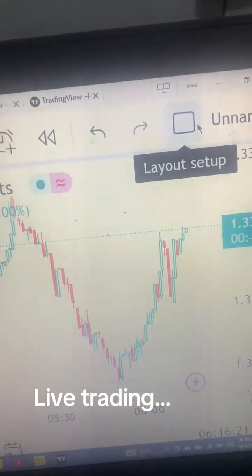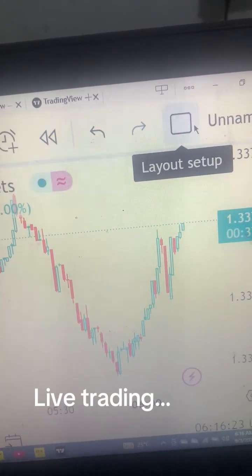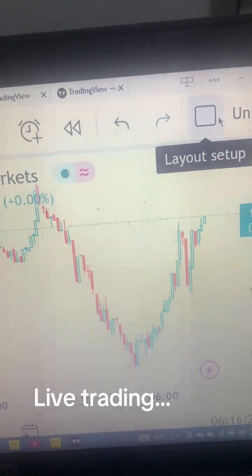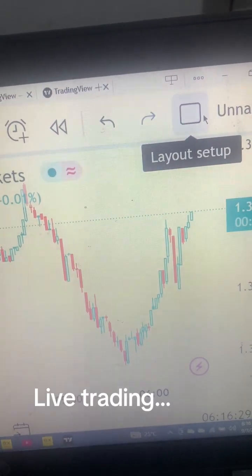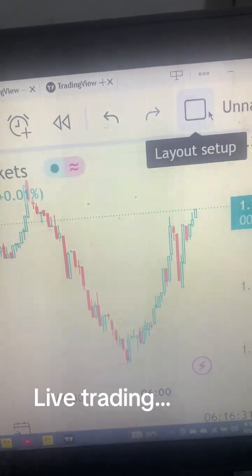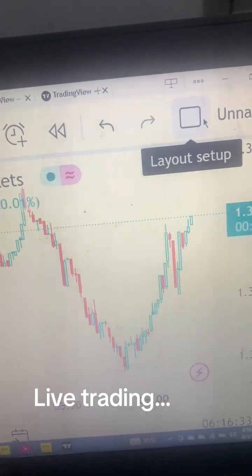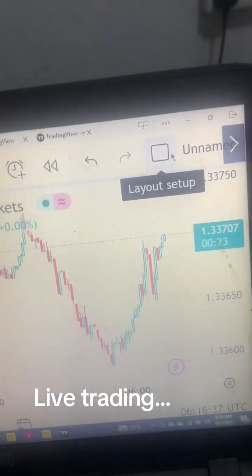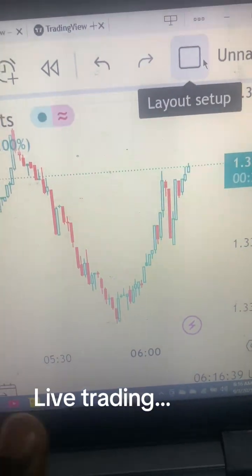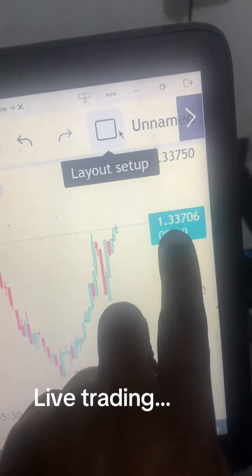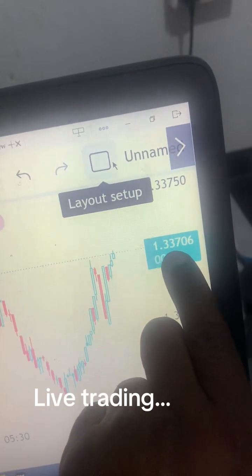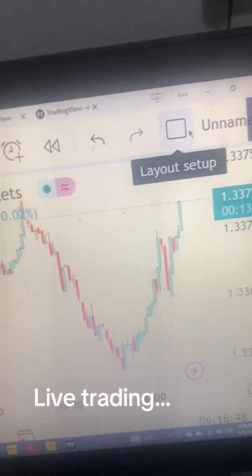The price movement is something that nobody can predict, and the price actually moves in pips, P-I-P-S. We call pips the movement of price. And it depends on how fast or how slow you see the market moving. You see the price. This is the price level. Okay, this is the price. At this price, 1.33706.